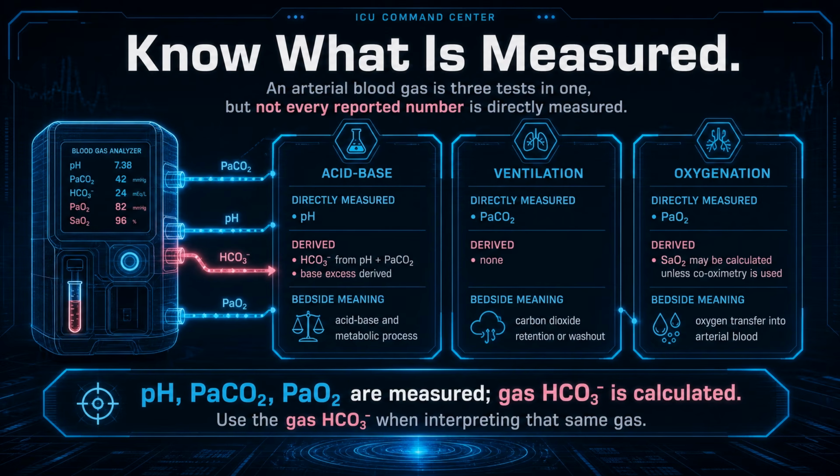Before interpreting a blood gas, know what the analyzer actually measures. The analyzer directly measures pH, carbon dioxide tension, and oxygen tension. Bicarbonate on the gas is calculated from pH and carbon dioxide using the Henderson-Hasselbalch relationship. Base excess is also derived. This matters because the gas bicarbonate is internally linked to that same pH and carbon dioxide. So when you are interpreting the gas or applying compensation formulas, use the bicarbonate reported on that gas. Think of the gas as 3 domains: acid-base status, ventilation, and oxygenation.